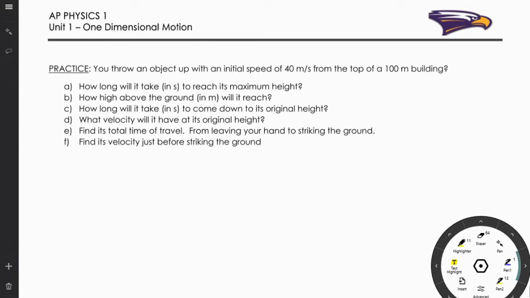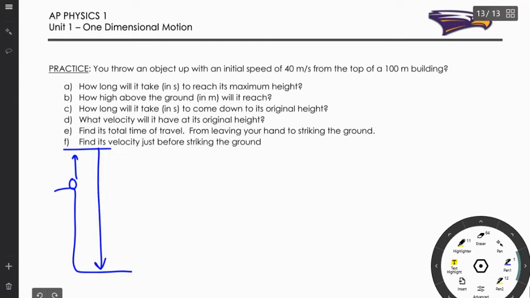Okay, so this is a practice problem that shows multiple steps and multiple parts along the path of this object in free fall. What we're going to do is throw an object up. If we do a quick sketch, we're going to throw an object upwards, and it's going to reach a maximum height and fall down.